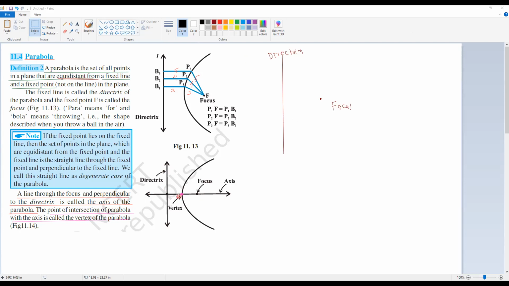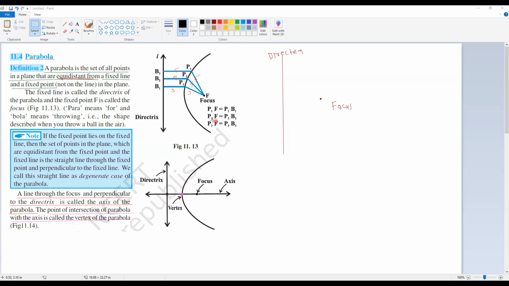Okay, understood? So parabola is the collection of all points which lies equidistant from a fixed point and a fixed line. That fixed point is known as the focus, that fixed line is known as the directrix, and the line which is passing through the focus and perpendicular to the directrix, that is known as axis of the parabola, and the point of intersection of the parabola and axis, that particular point, that is known as the vertex of the parabola.